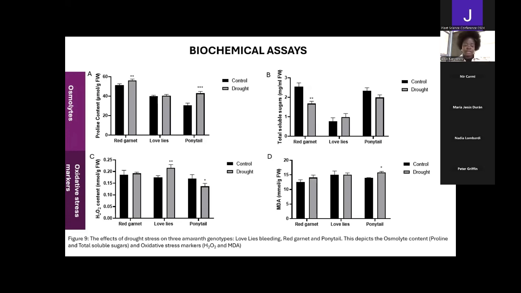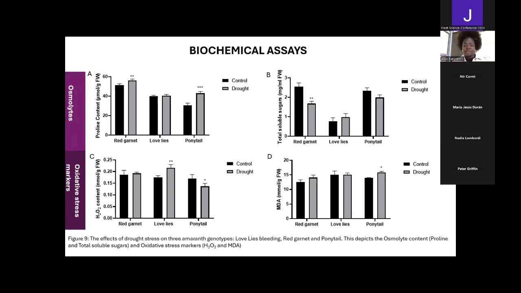And then finally, I looked into the oxidative stress markers. So with the oxidative stress markers, I started first with the hydrogen peroxide content. We showcased that love lies had the highest hydrogen peroxide content under the drought sample. And in the ponytail, it showed a significant decrease in the drought treatment than in the control. So based on this results, we can say that perhaps love lies was able to induce a better signal with the hydrogen peroxide content than the other two genotypes.